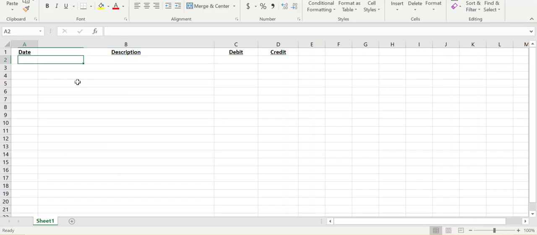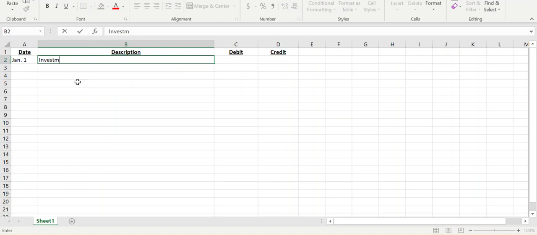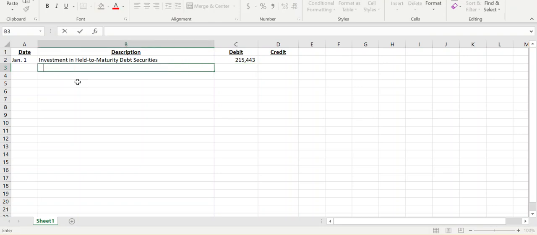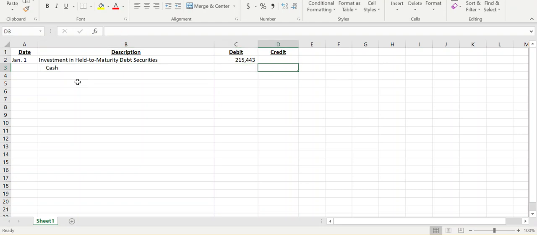So we're going to do the journal entry. This happened on January 1st, and we're buying an investment. So it is an asset to us. Again, it's an investment in a held to maturity debt security because our intent at the time is to hold it until it matures. We record it at what we've paid for it. So we paid $215,443 for that investment. So that is what we increase our investment account with and decrease our cash with.